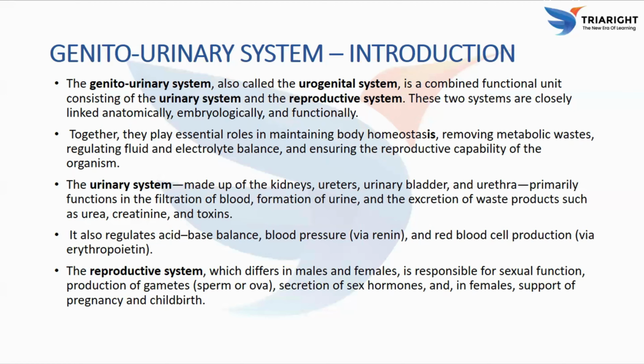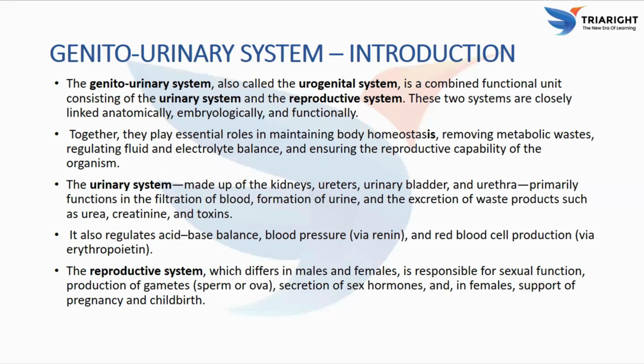So the first system is the urinary system, right? What are the organs involved? The urinary system includes the kidneys, ureters, urinary bladder, and urethra. What are the main functions of the kidneys? They filter the blood and remove waste products like urea, creatinine, drugs and toxins. This forms the urine. So the kidneys produce the urine, the ureters carry the urine, the bladder stores it, and then the urethra releases it out of the body.